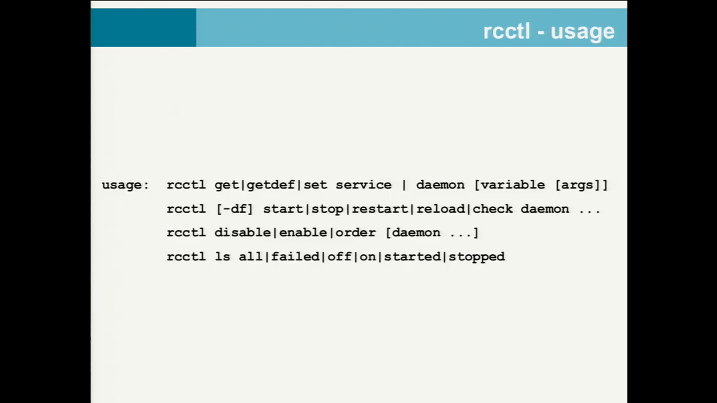The way rcctl works is, I think, pretty easy. You give it the action that you want, and then you give it the name of the service. So you can get the service flags, you can get the entire service configuration, whether it's started or not started. The second line is basically like running the rc.d script by yourself: rcctl start sshd will in effect run /etc/rc.d/sshd start. And you can order daemons. This only works for pkg_scripts daemons, because all the base system daemons are hard-coded sequentially in /etc/rc. And you can get information about what services are started, stopped, et cetera.